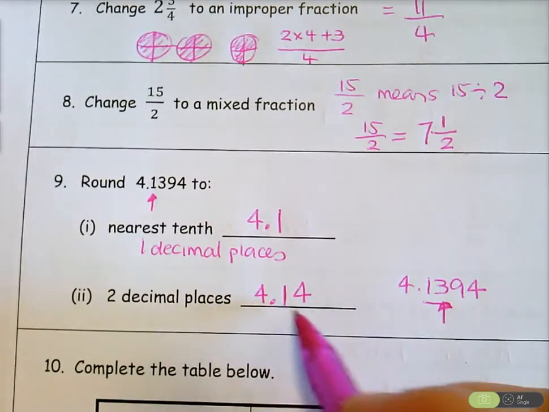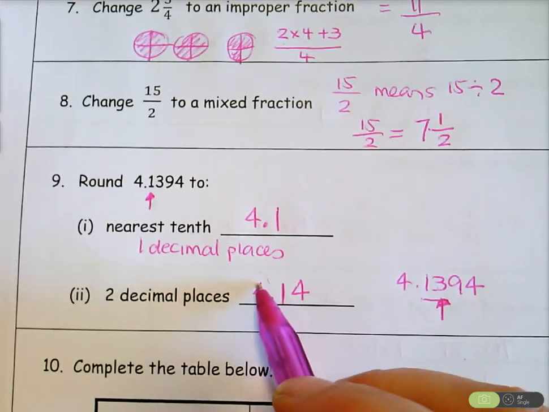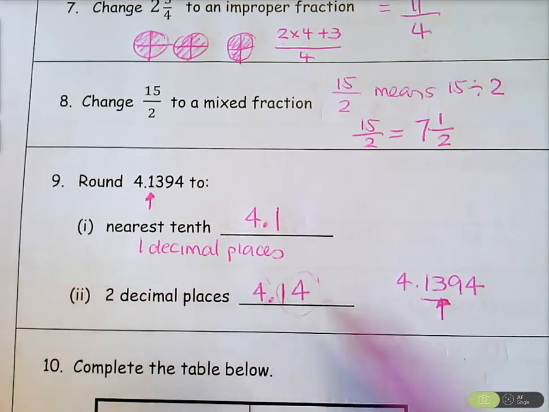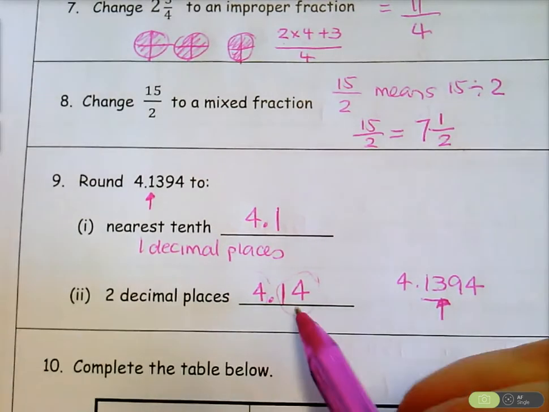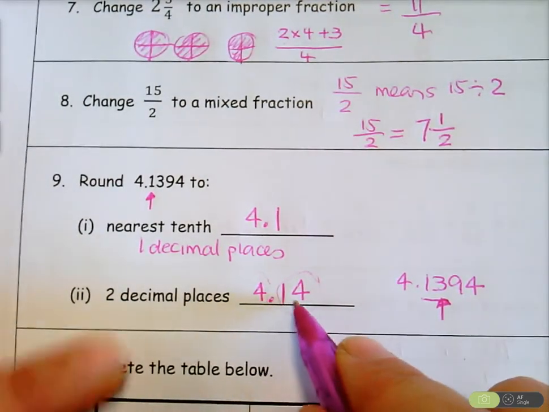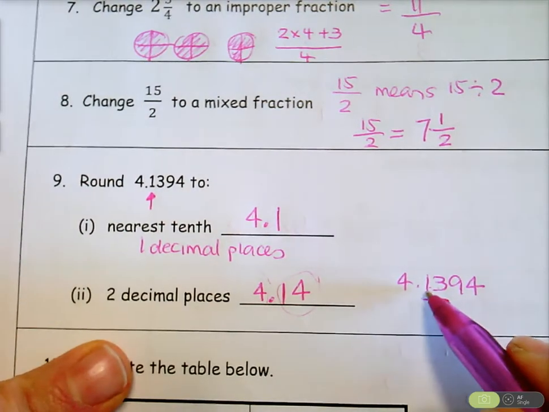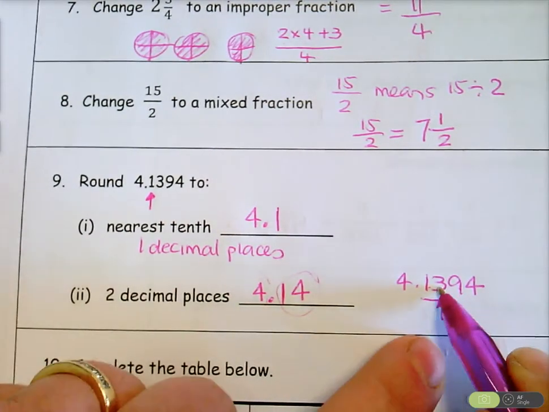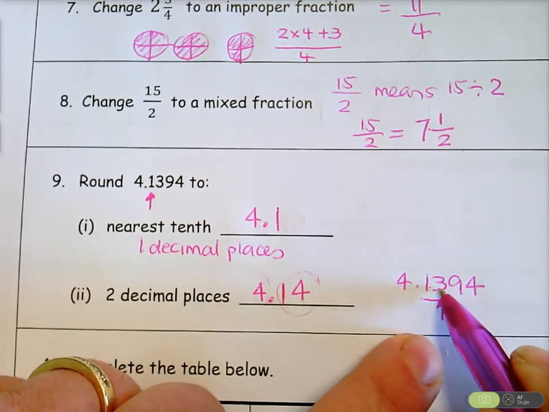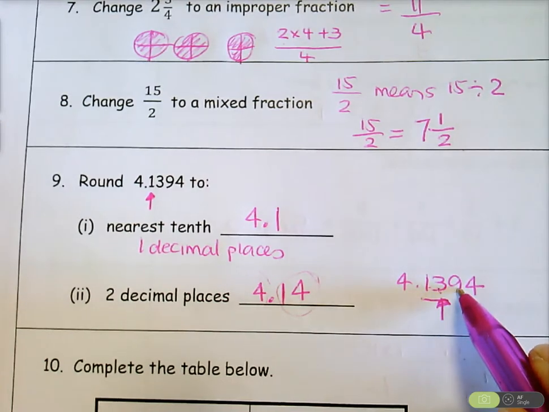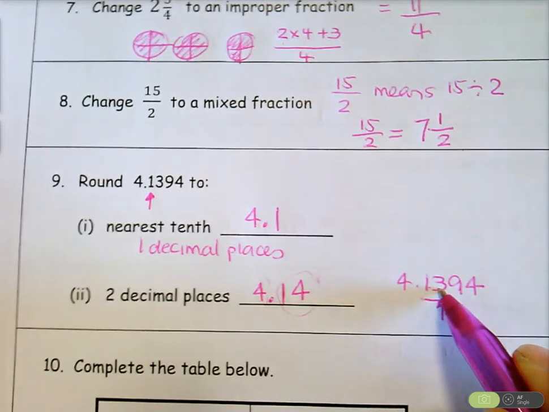Decimal places are after the decimal point. When you see a number with a decimal point, the bits in front are the whole number and the bits after the decimal point are decimal places. They're the decimal part of the number, after the point. So if you want 2 decimal places, you're allowed to only have 2 numbers after the point. So it's going to be 1, 3 or 1, 4. Well, you need to see what's after the 3 and it's a 9. That means the 3 goes up to a 4.